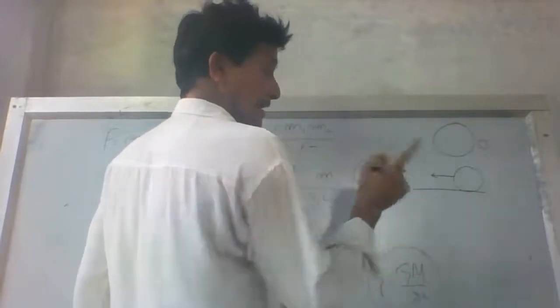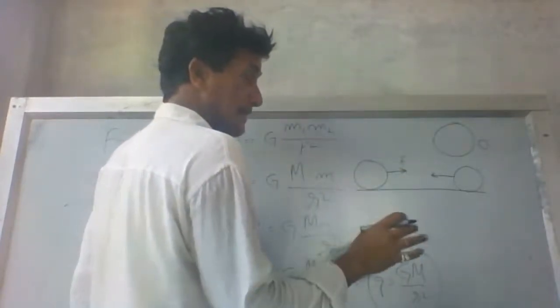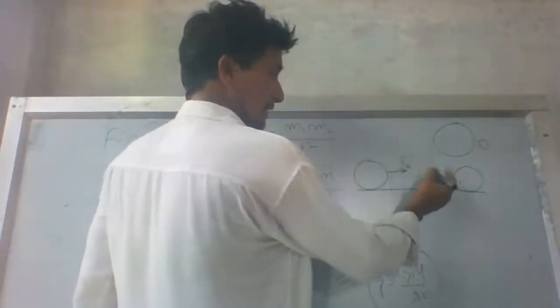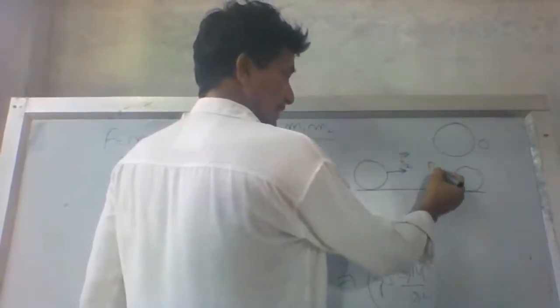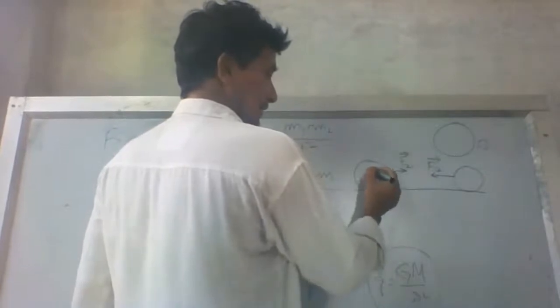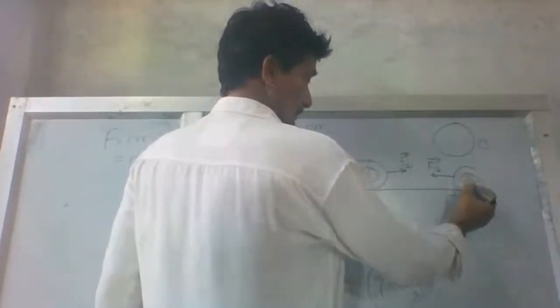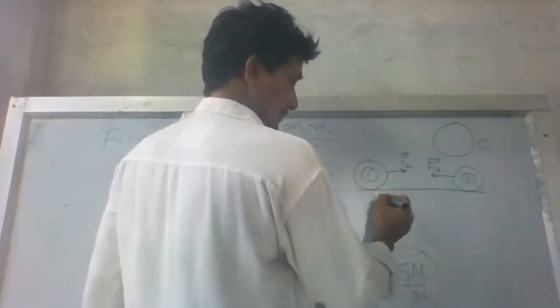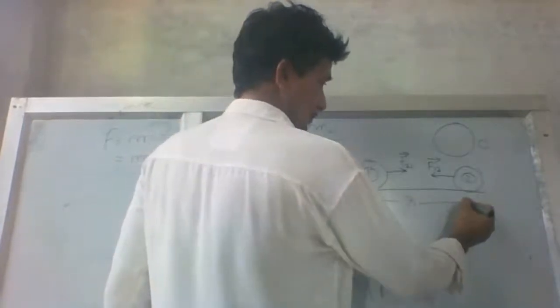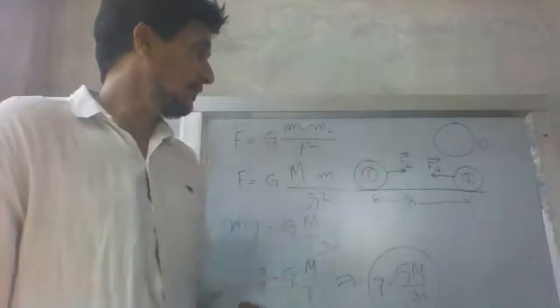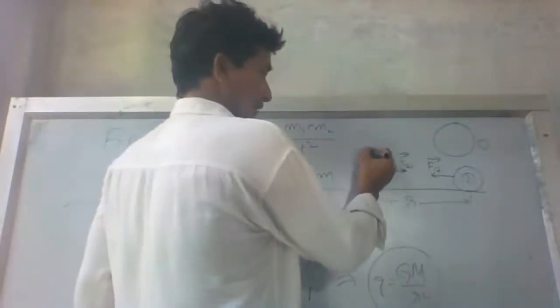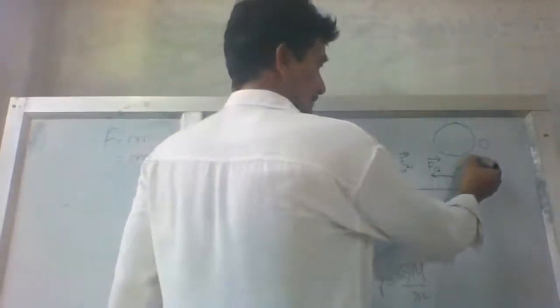Where is the force going to apply? Force on the second body due to the first body, and force on the first body due to the second body. This is the first body, this is the second body, and the distance between these two is equal to small r. Its mass is m1 because this is the first body, and the mass of the second body is m2.